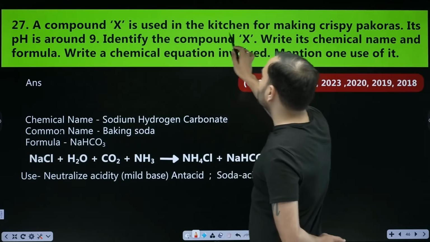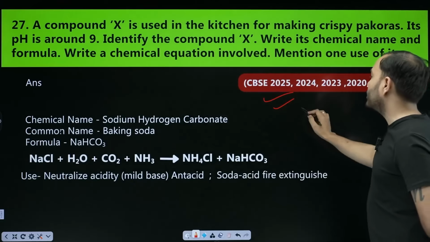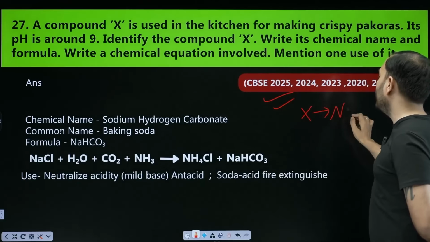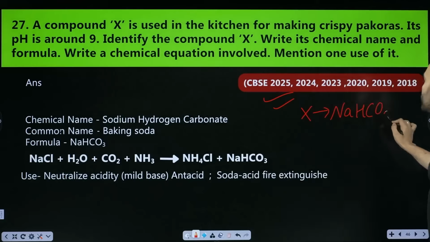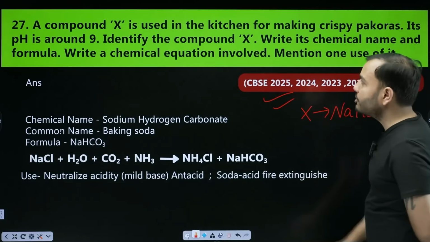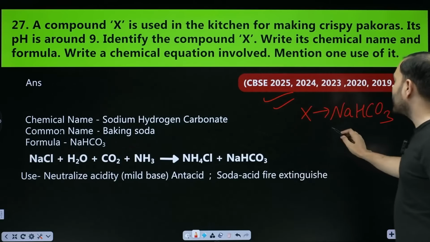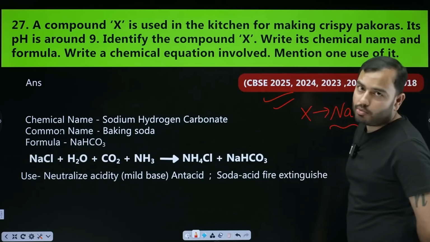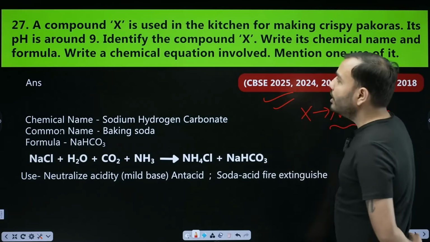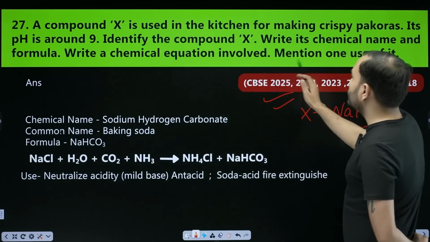A compound X is used in kitchen for making crispy pakoras. Beta, crispy pakoda, you understand what it is? NaHCO3, baking soda, crispy pakoda. Identify the compound X. We got it. Write its chemical name. Chemical name: sodium hydrogen carbonate or sodium bicarbonate. And formula. Write a chemical equation involved.